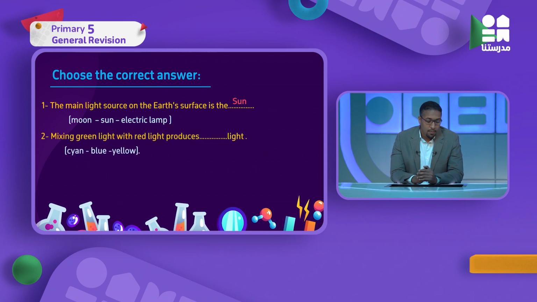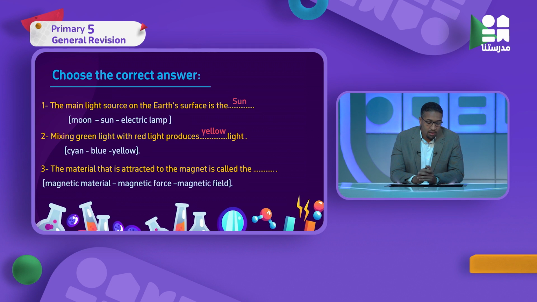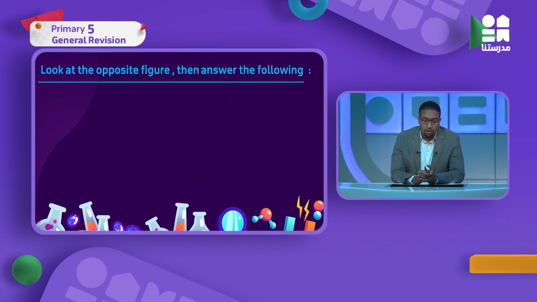Question number 2, mixing green light with red light produces what? Green and red are primary colors and they produce a secondary color, which is, yes, yellow light. So green and red produce yellow. The material that is attracted to a magnet is called the magnetic material, magnetic force, or magnetic field? It is magnetic material.